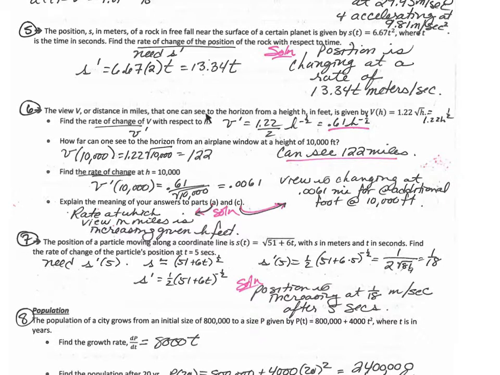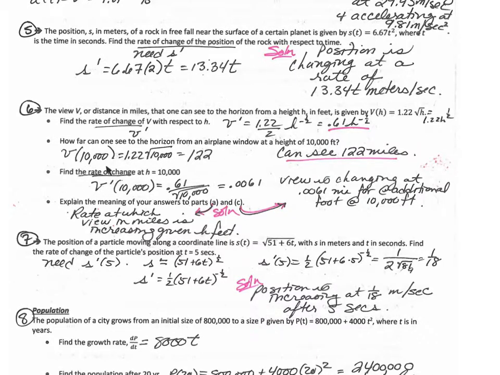Now we have a view distance in miles given by this function with a root. Rewrite that as 1.22h to the 1/2. Find the rate of change of that function, the derivative. How far can one see to the horizon from an airplane window at a height of this? We just find it from the original function, put your number in, and you can see 122 miles.